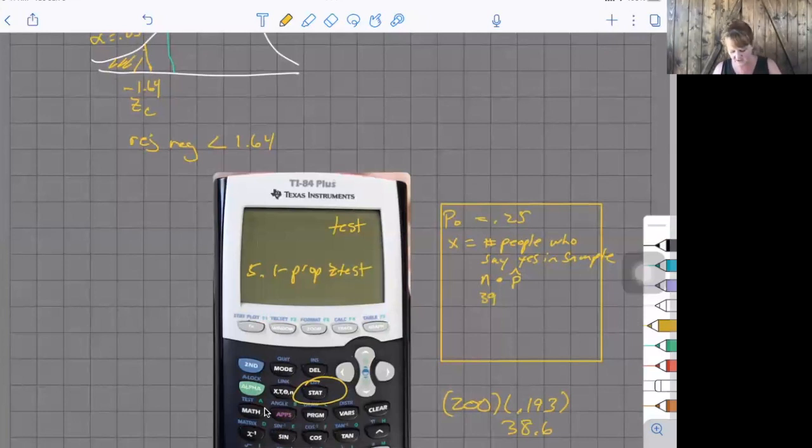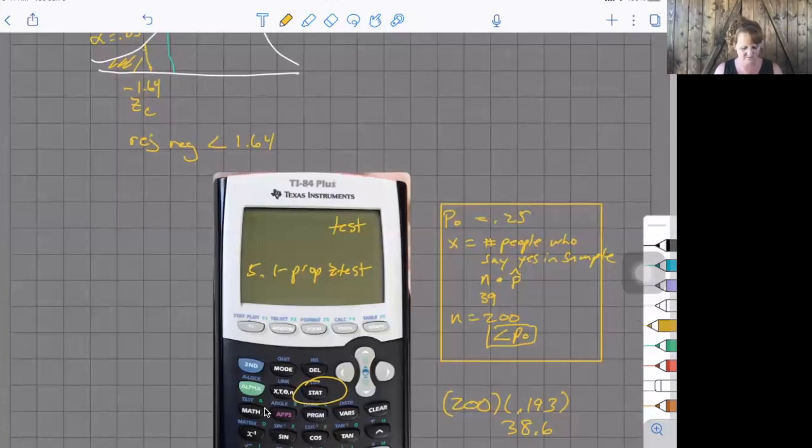All right. So let's go back into our test. One prop Z test. We've got that. We've got 39. And then our N value is the next thing it asks you for. That's 200. And then it's got the same thing in the bottom. Is it a not equal, a less than, or greater than? That's your HA value. So since HA is a less than, you want to highlight this one and then hit calculate.